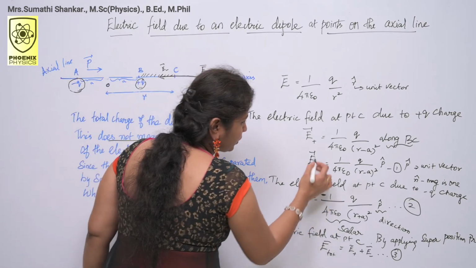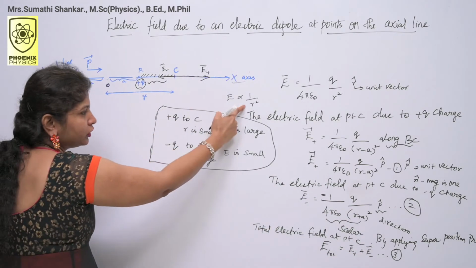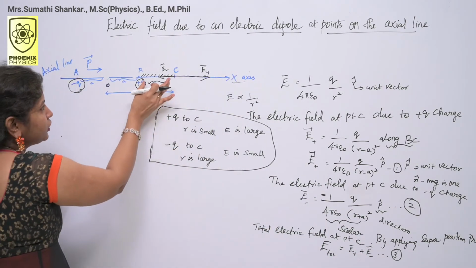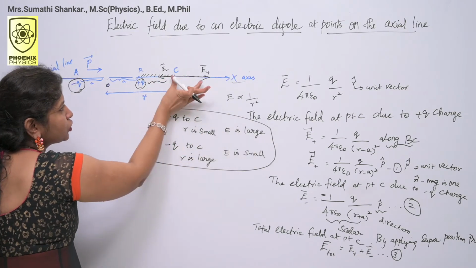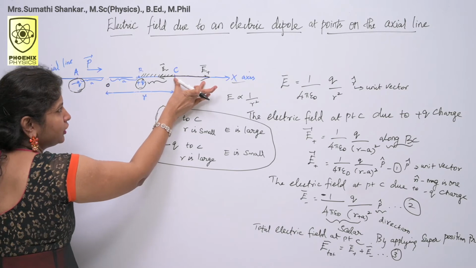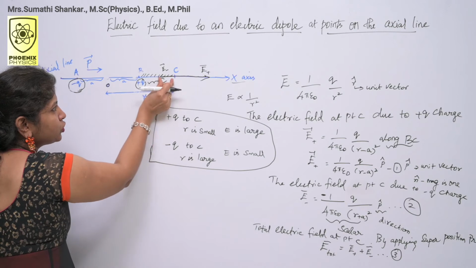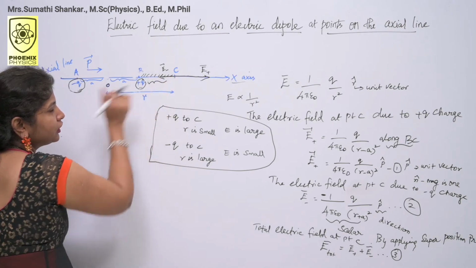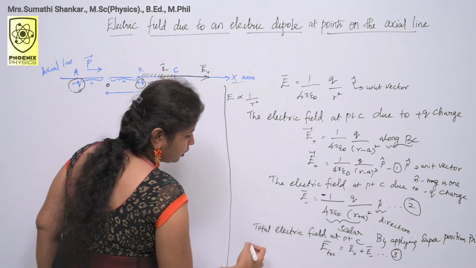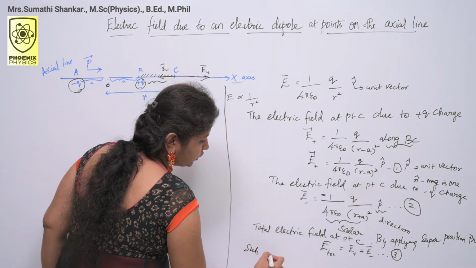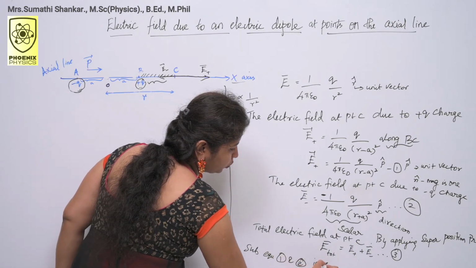Now you substitute the E plus and E minus formulas in equation 3. E depends on the distance. Here the distance between plus Q and C is small, so E is large, so I have drawn this much length. Here the distance between minus Q and C is large, so E is small, so I have drawn this length smaller than the E plus length. Substitute equations 1 and 2 in equation 3.